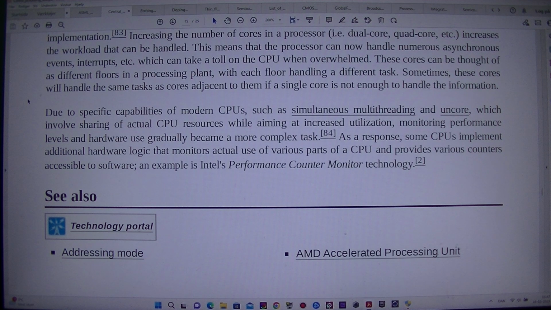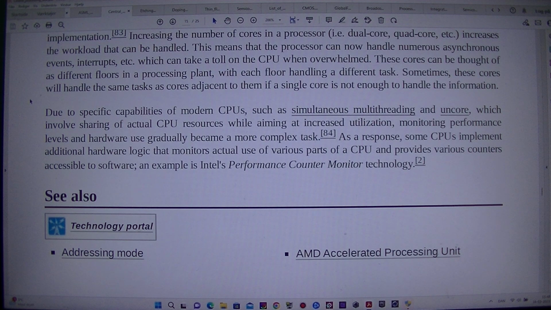Due to specific capabilities of modern CPUs, such as simultaneous multi-threading and uncore, which involve sharing of actual CPU resources while aiming at increased utilization, monitoring performance levels and hardware use gradually became a more complex task. 84. As a response, some CPUs implement additional hardware logic that monitors actual use of various parts of a CPU and provides various counters accessible to software. An example is Intel's Performance Counter Monitor technology.